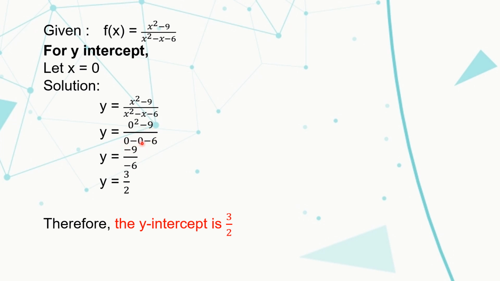0 minus 0 is 0. So, 0 minus 6 naman is negative 6. Negative 9 over negative 6 is equal to positive 3 over 2. Therefore, the y-intercept is 3 over 2 or 3 halves.